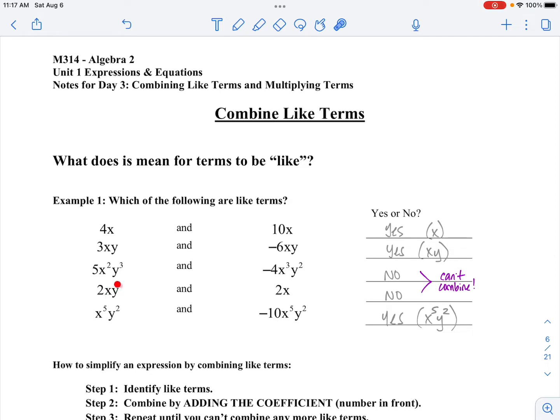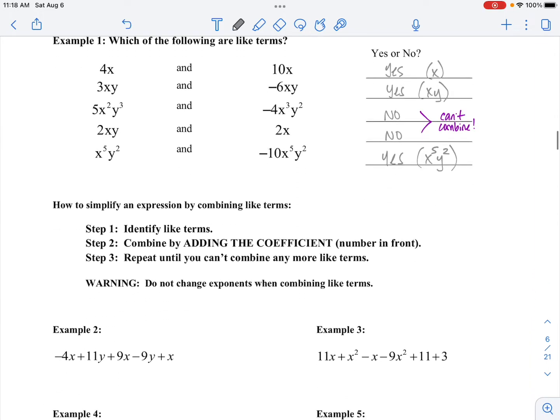Same thing here. This is xy and this is only x. Those are different. Here we have x to the 5th y squared, x to the 5th y squared. Yes, those are the same. So that's what we mean when we're talking about like terms. And yes, you're allowed to combine them.